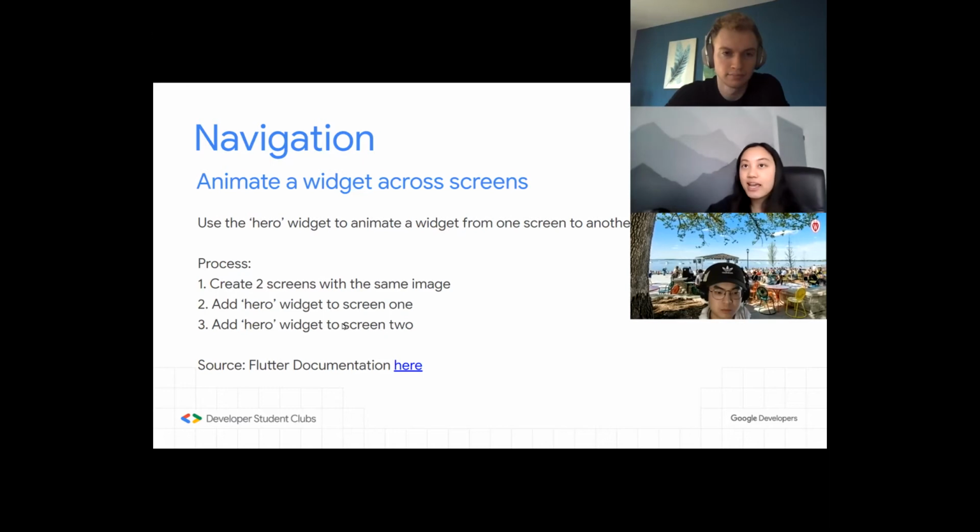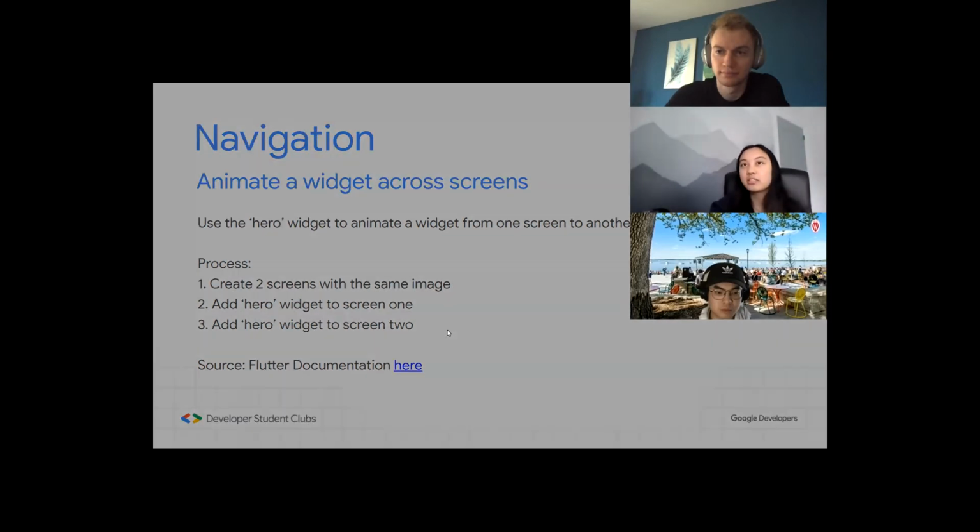Another one is animating a widget across screens. You would use something called a hero widget. If you've heard of hero banners in the past, then it might seem familiar, but basically it's more like transitions across the screen from one place to another. Similarly to the navigation of screens, you add the hero widget to screen 1 and the hero widget to screen 2. It's like doing a cut and paste of where you want the animation to start and where you want it to end.